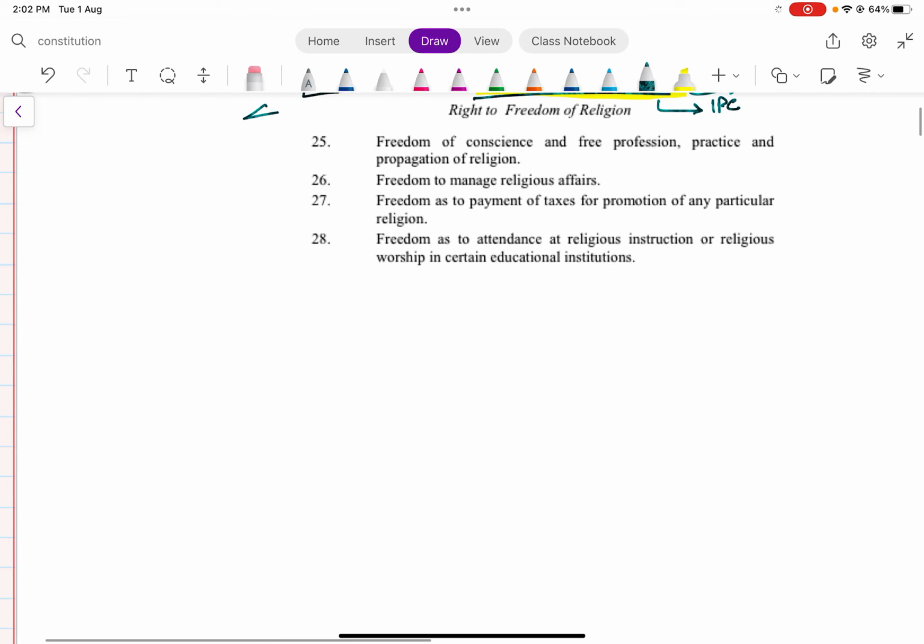Now, again very important, we have the right to freedom of religion.